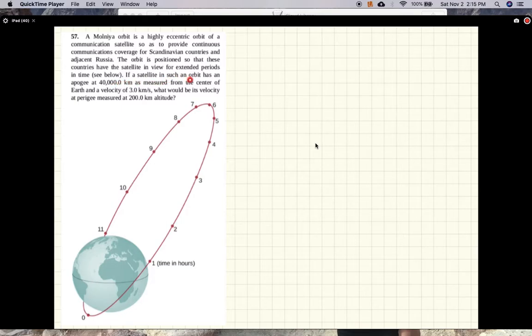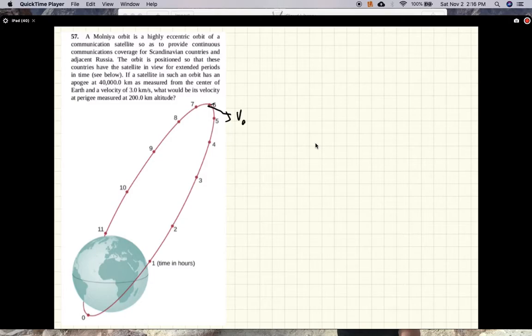If a satellite in such an orbit has an apogee at 40,000 kilometers as measured from the center of the Earth, so there's the apogee, and this distance is 40,000 kilometers, and has a velocity of 3 kilometers per second, so if it was going around like this, the velocity at this point is 3 kilometers per second, what would be its velocity at perigee measured at 200 kilometers altitude? So this is 200 kilometers, and we want to find the velocity there.